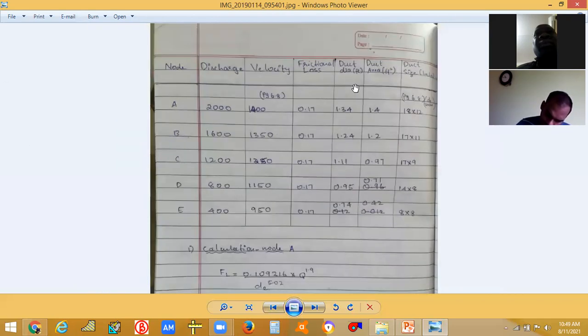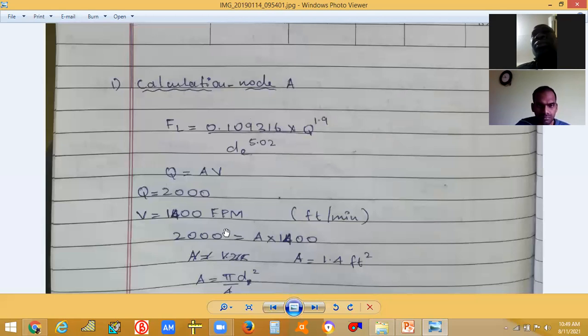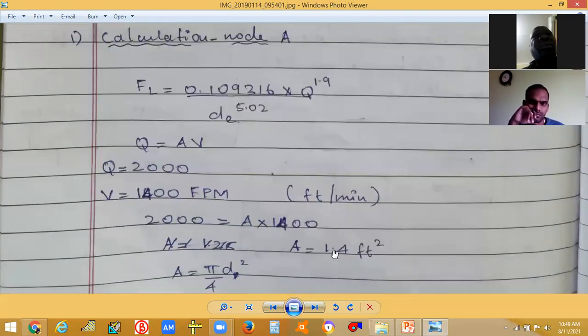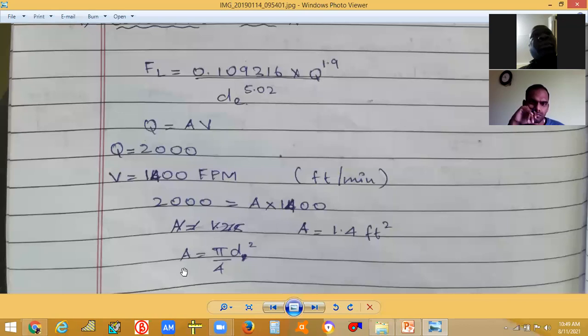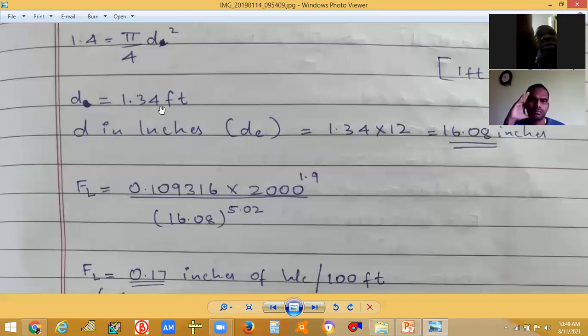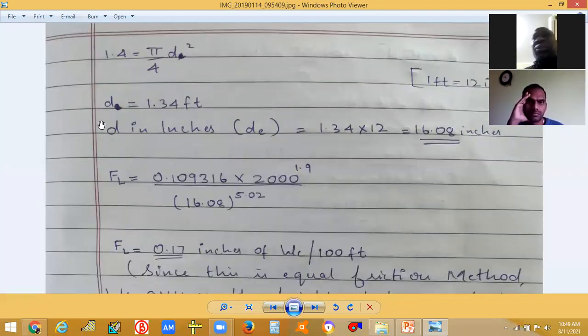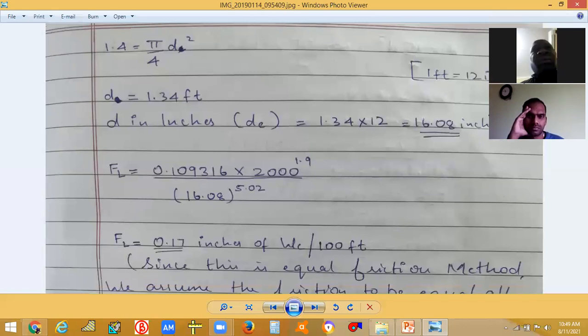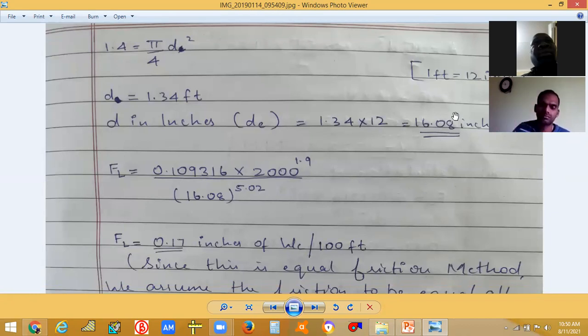I will just show you, then you have to go by yourself. See, Q is equal to A into V. Q is equal to 2000, V equal to 1400. When you equate this, you will be getting the area. When you get the area, you write A equal to pi by 4 d square and find the value of d in feet. When you get d in feet, 1 foot equal to 12 inches. Multiply with 12, and you will be getting the diameter in inches. When you get this diameter in inches, substitute in this formula and you will be getting the frictional loss. Understand what I am saying?